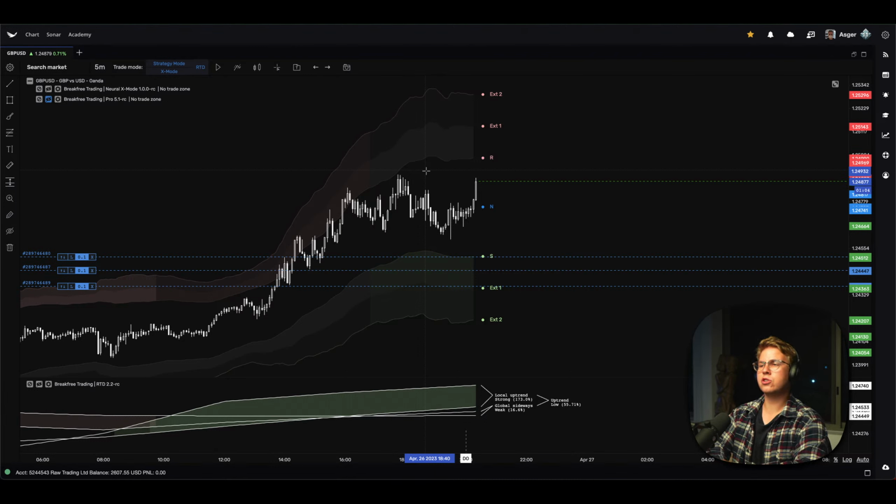That was the first version of the Breakfree Trading X mode algorithm: to trade the extension levels because they had a huge probability of returning to where they came from. And that was very successful. It did really well. And then the problem became figuring out when you could take the trades on the extension level and when you could not. And that was really related to the trend. And that's where we started building the strategy mode.